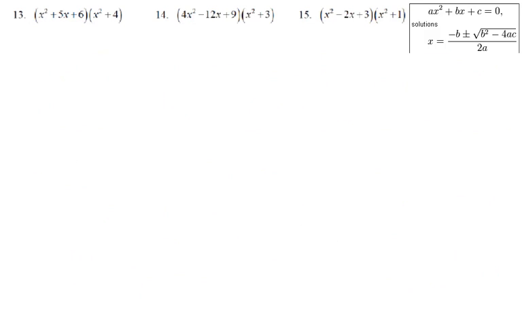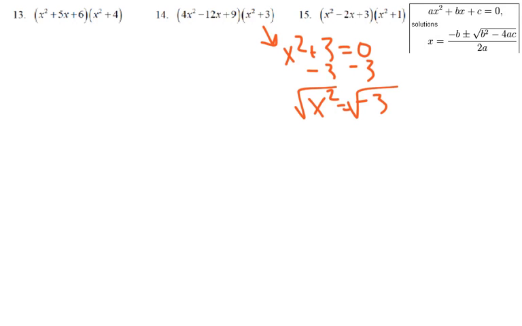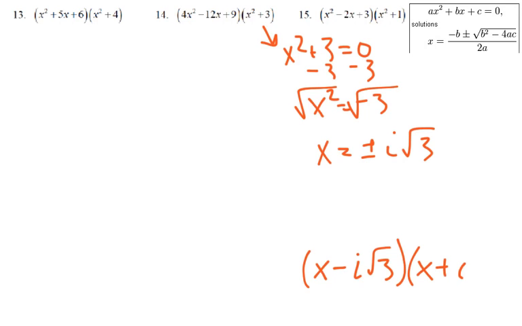Alright, now 14 and 15. Okay, this one, x squared plus 3 equals 0. Subtract that. X squared equals negative 3. Square root. X would equal plus or minus i root 3. So to my factors, x minus i root 3, x plus i root 3. Okay, the other ones, let's use the quadratic.